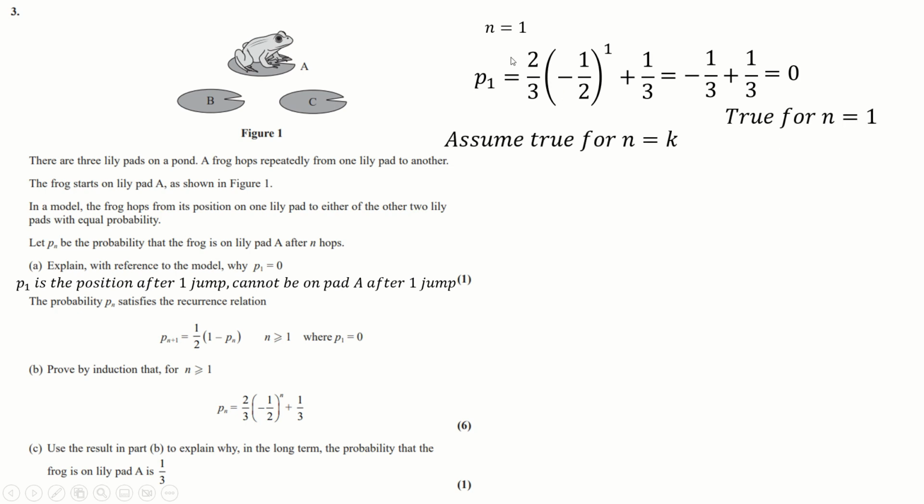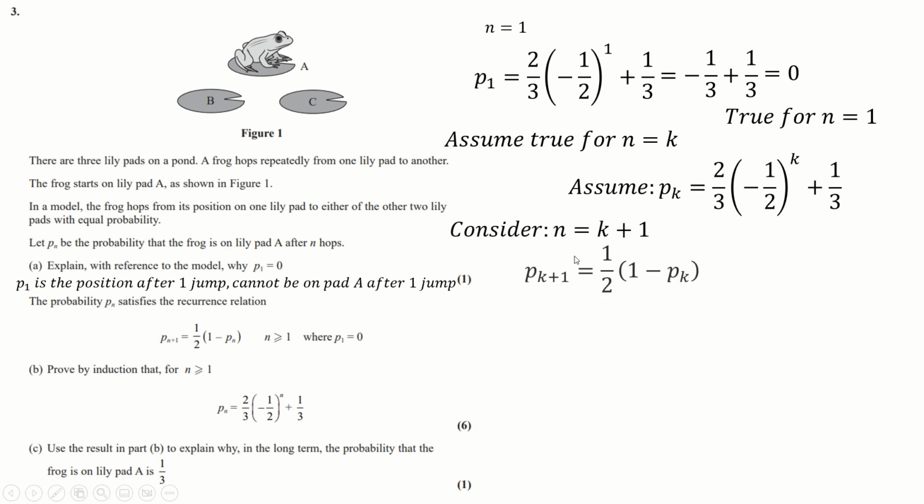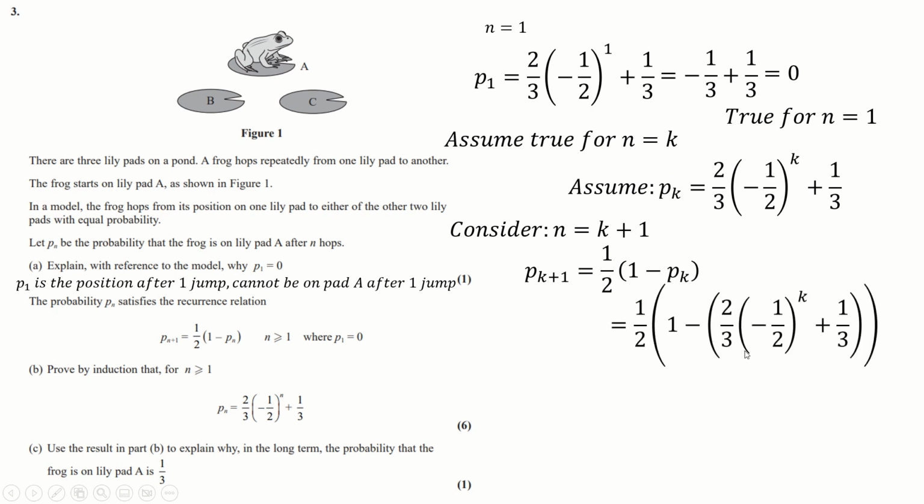So let's assume it's true for n equals k, so let's be really clear, assume this thing here. And now let's consider what happens for n equals k plus 1. So go for this thing here, and replace this pk with this assumption step here. So put that in there, sort this out.